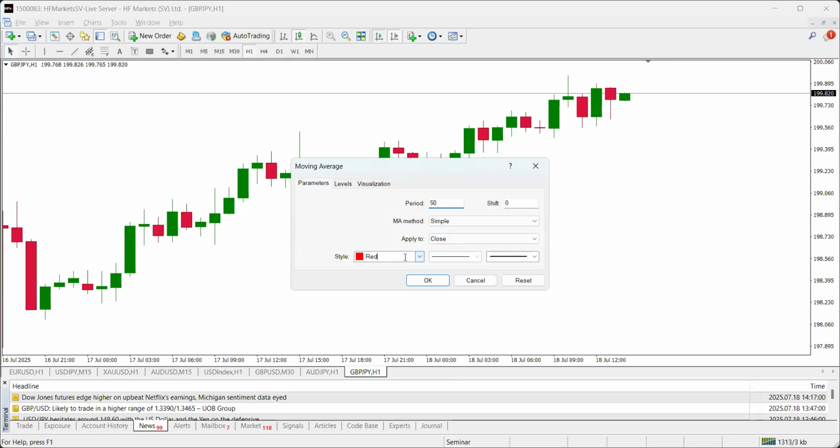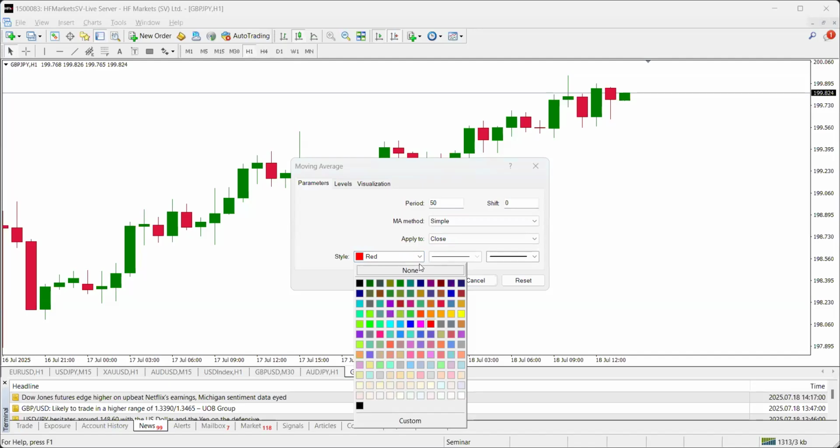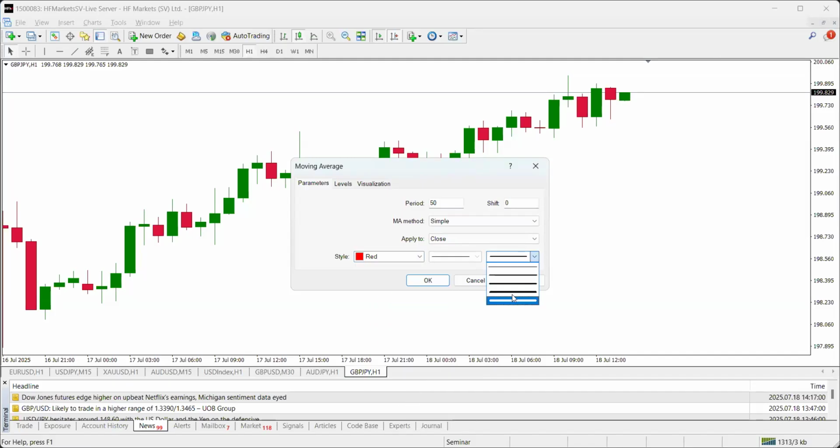You could also change the color because some people use different moving averages. They can combine 2 or 3 moving averages and of course use different colors for it. And you could decide to change how thick you want the line to be, or if you want the line to be dotted or whatever method it is that you want to use. So the idea is just to set it up the way you want it.